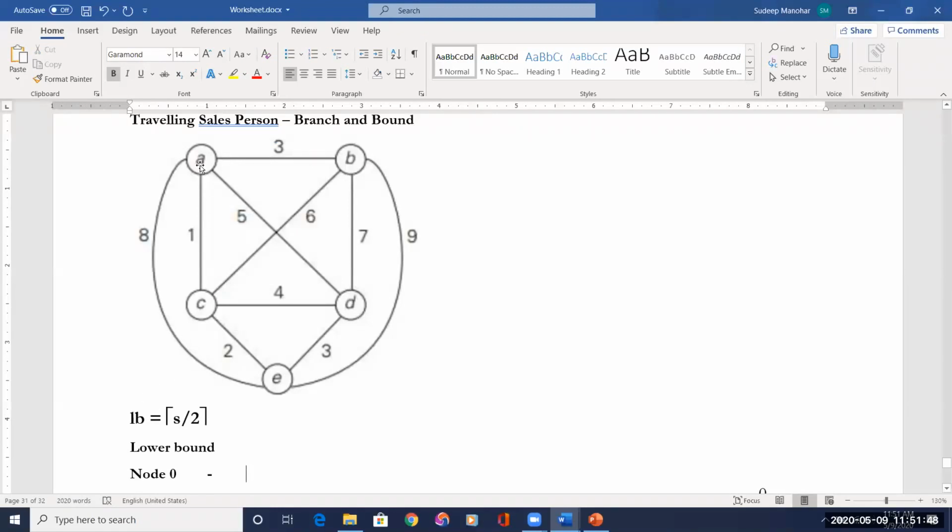Now, for every city, you have to consider the two cities reachable with minimum cost. For A, the costs are 8, 1, 5, 3. The 2 minimum are 1 and 3, so it is 1 plus 3, plus, take city B. For B, it is 3, 6, 7 and 9. The 2 minimum are 3 and 6, so 3 plus 6. For C, it is 1, 1, 6, 4 and 2. The minimum are 1 and 2.